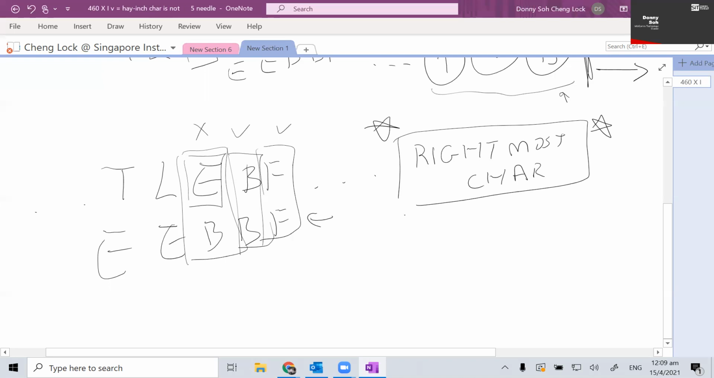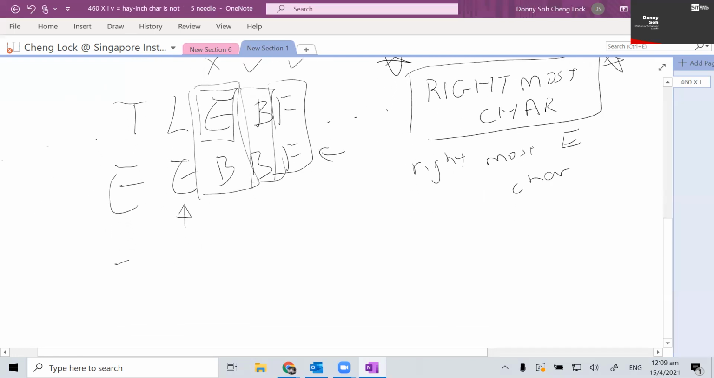And so we'll try to match it with the rightmost E character. And so the next step that we need to check will be T, L, E, B, F, E, E, E, E, F, something here. So we check with the rightmost. This is the rightmost E character. We align the mismatch with the rightmost E character.